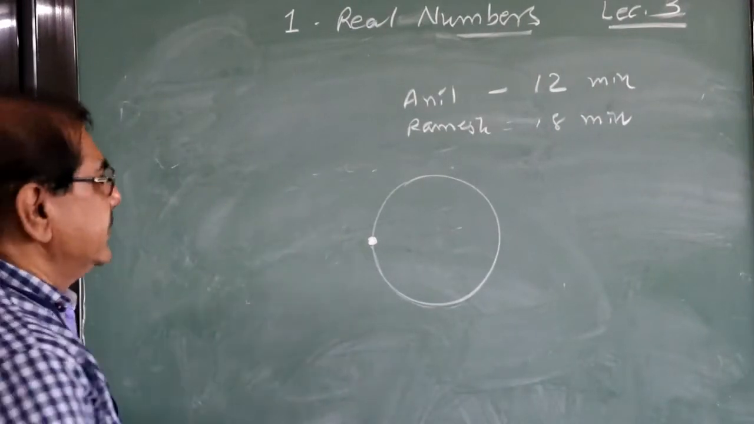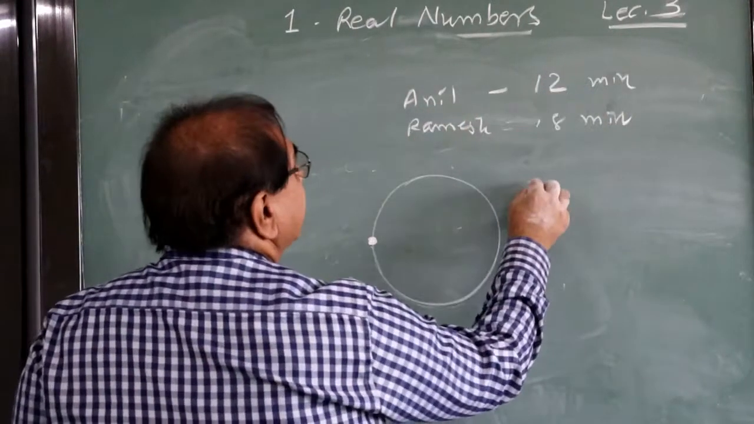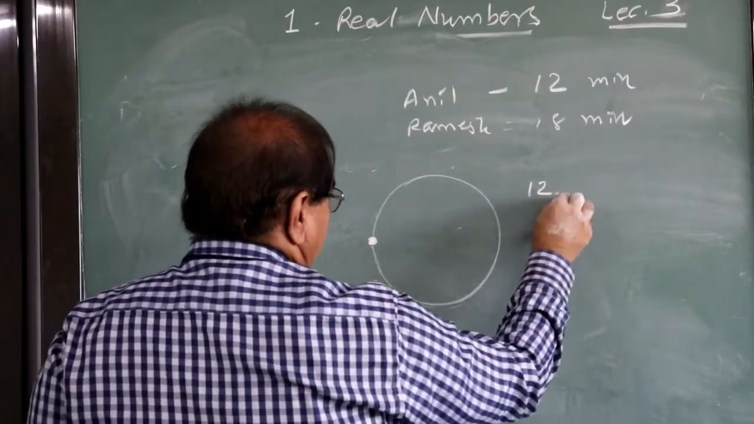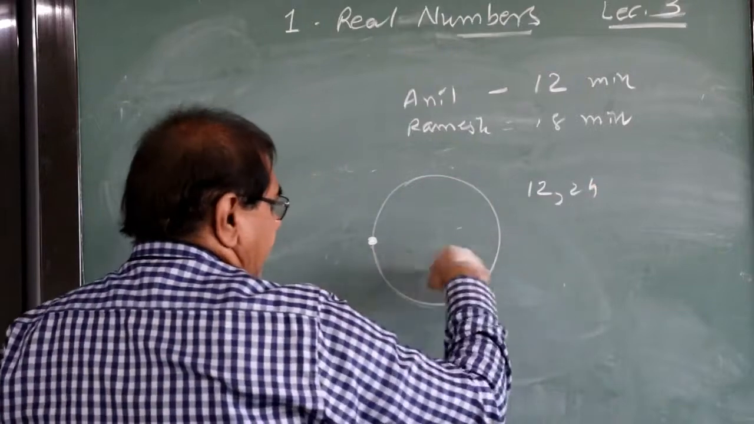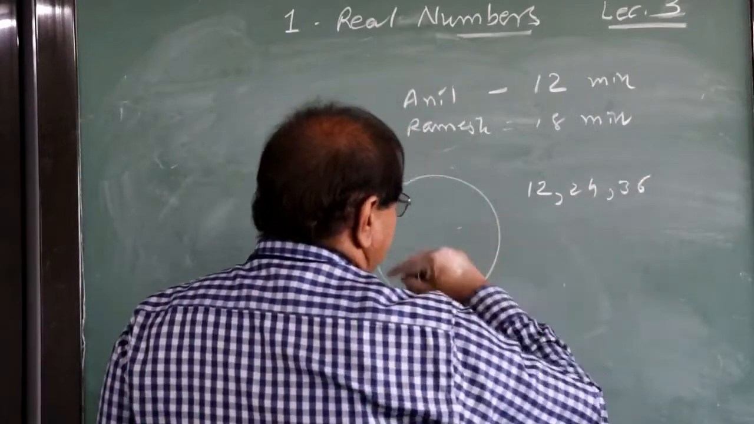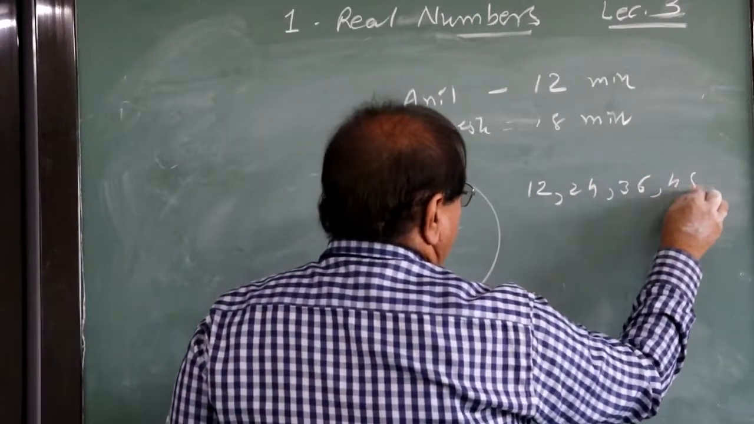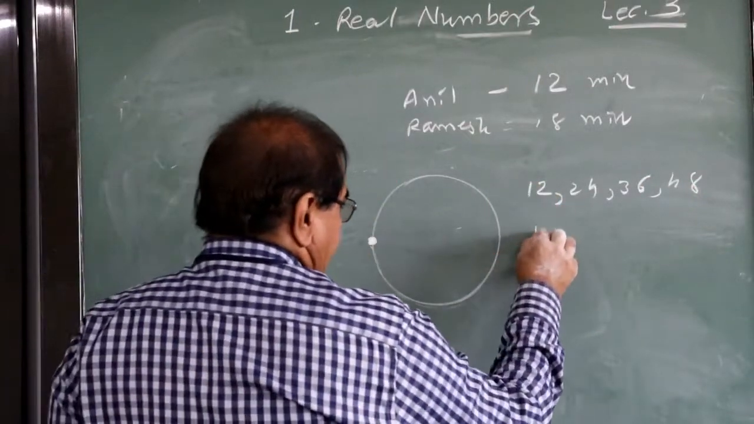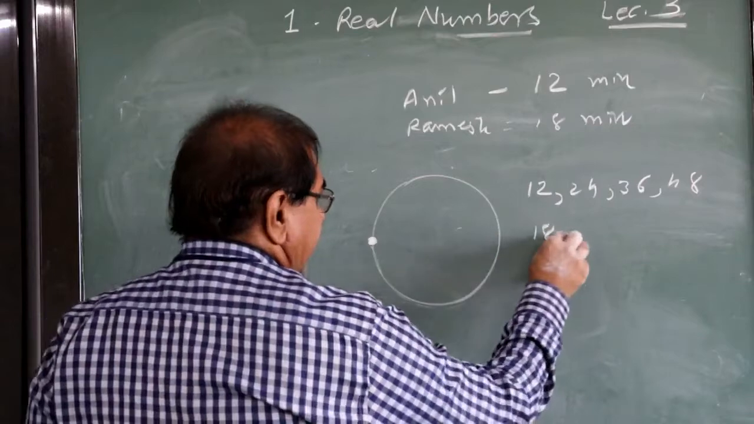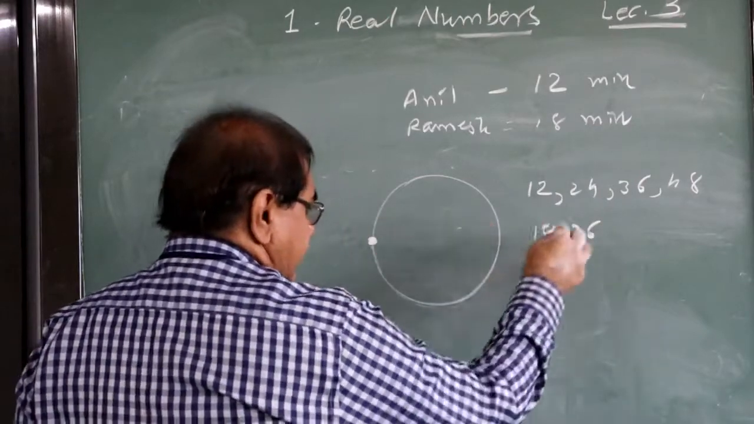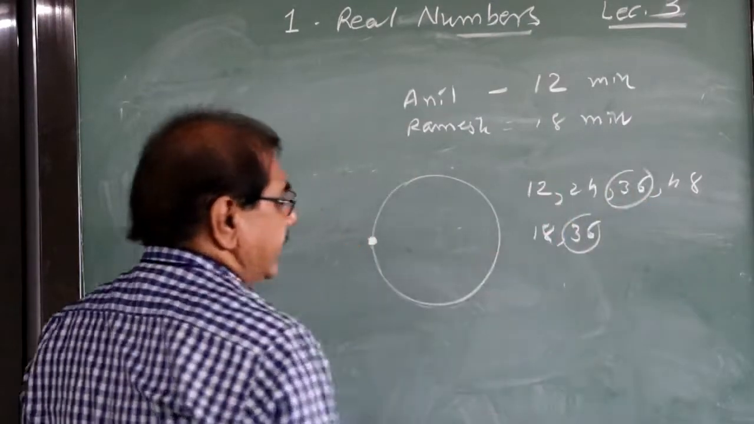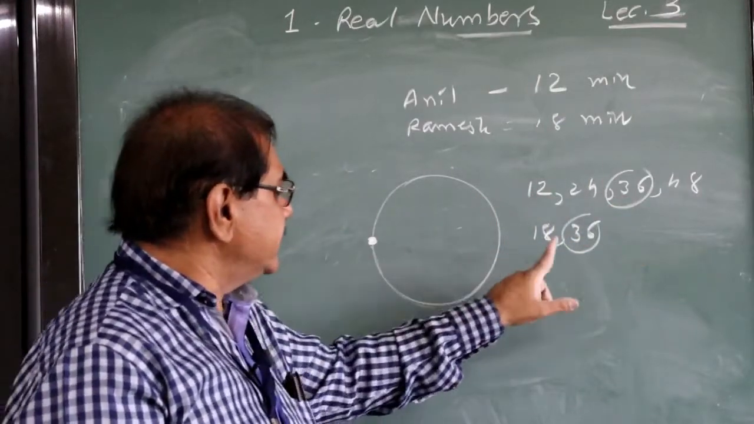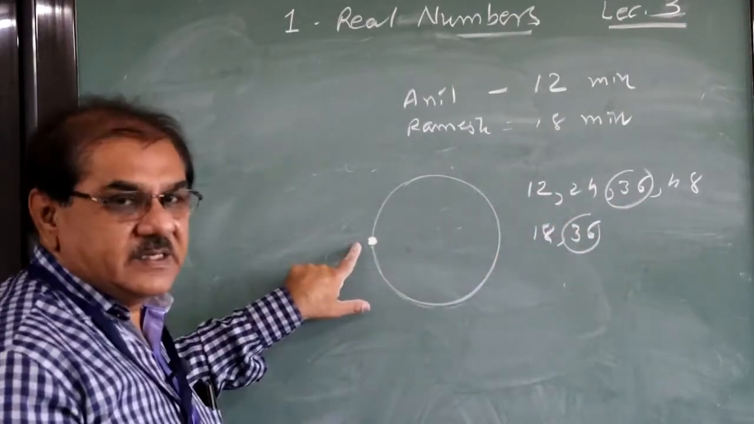So logically we start this way. Anil: one round, 12 minutes; second round, 24 minutes; third round, 36 minutes; fourth round, 48 minutes. Okay, for Ramesh: 18 in the beginning, 36 next. So see, when Anil takes 3 rounds and Ramesh takes 2 rounds, they will be at the same place.